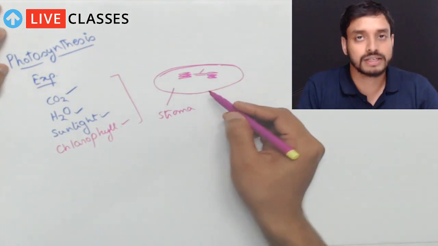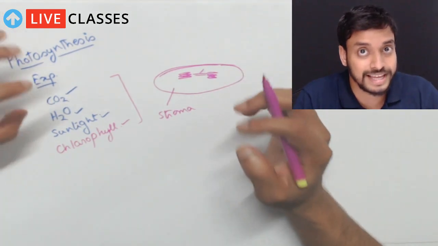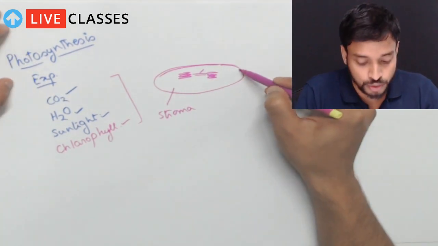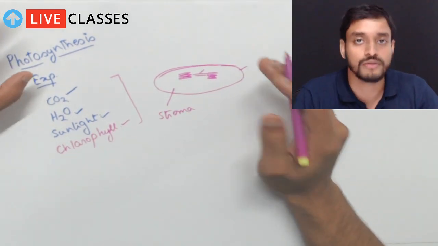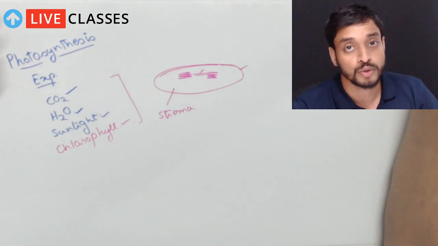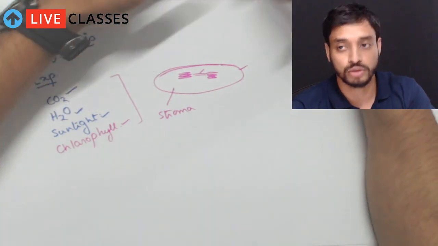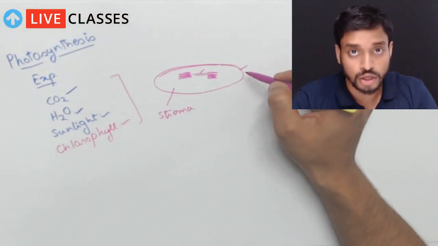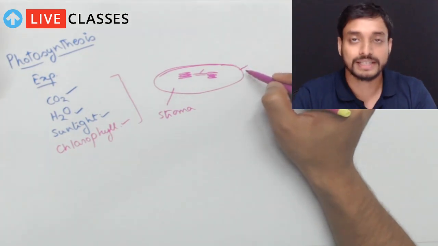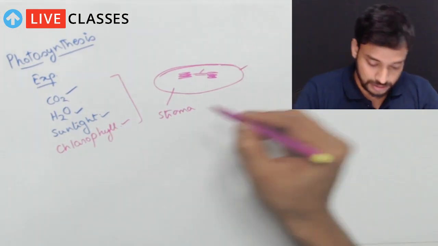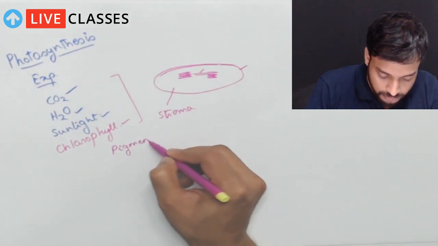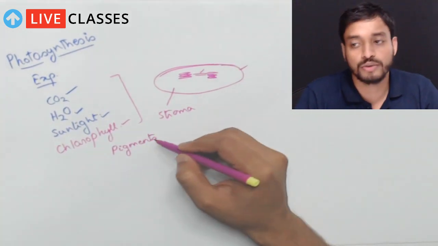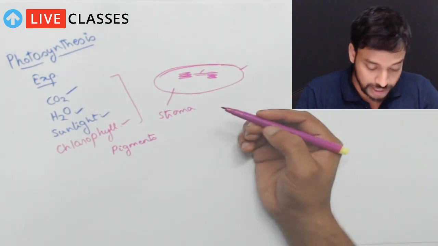Now let us discuss what are the important things happening in this chloroplast. We had seen that this chloroplast is essential for the process of photosynthesis. So we are going to discuss these processes, correct? Let's see, we had already discussed some of the pigments related to photosynthesis. What were the pigments we had talked about?